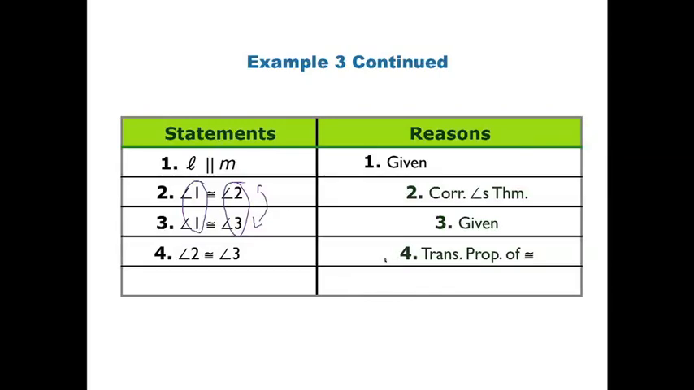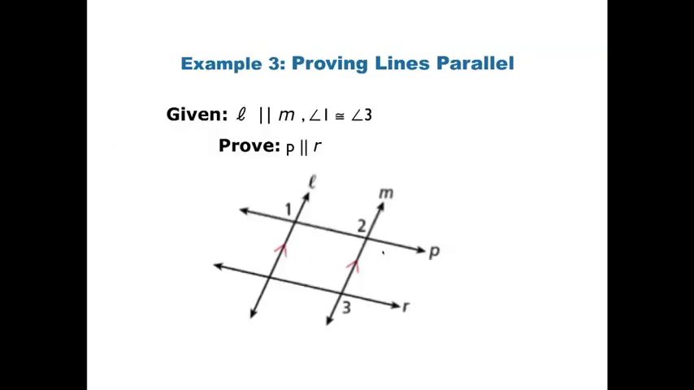Okay, now what we have to do is go back and look at the picture to understand how important that was. So, going back to the picture, focusing on the fact that we now know that 2 is congruent to 3, then what I've just shown is this angle and this angle, which are alternate exterior angles for lines P and R, are congruent. If the alternate exterior angles are congruent, the lines are then parallel. So we've just shown the lines to be parallel by the alternate exterior angles theorem converse.